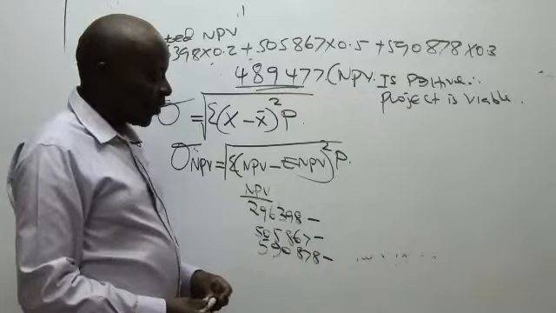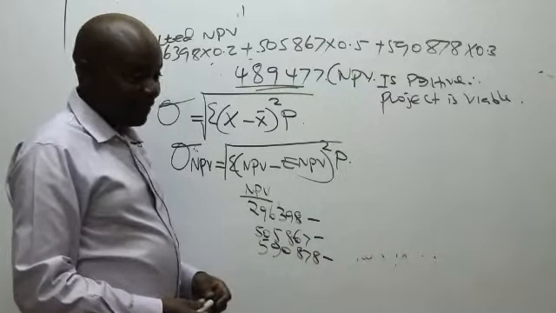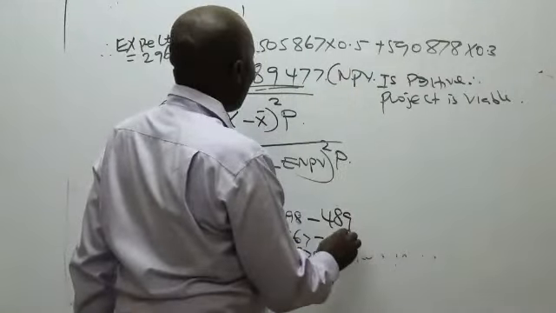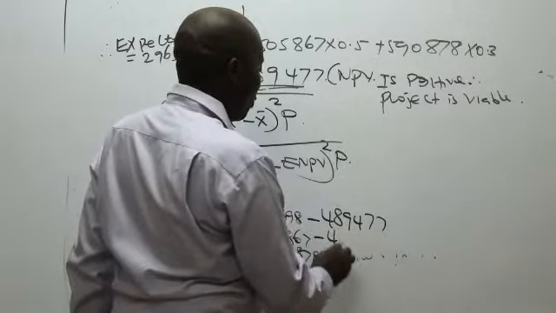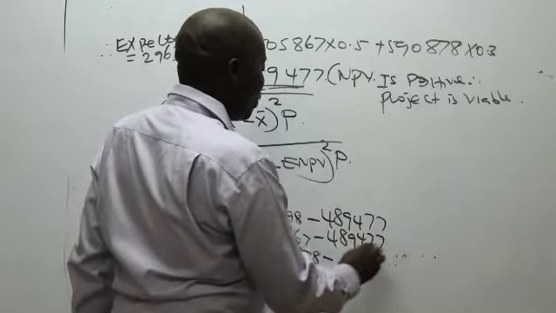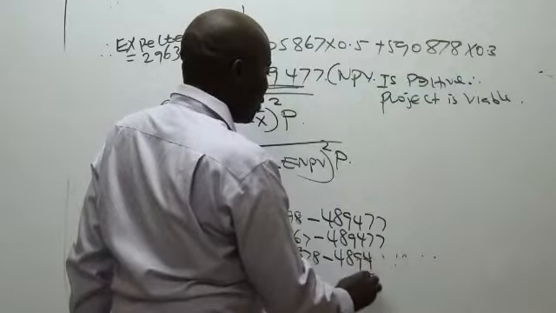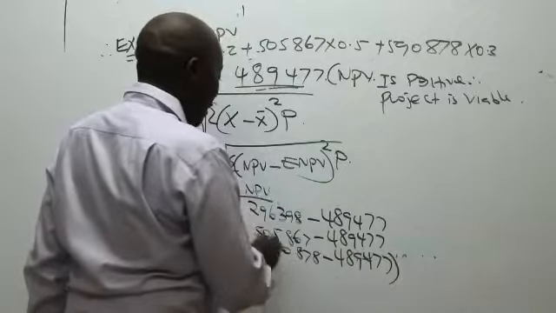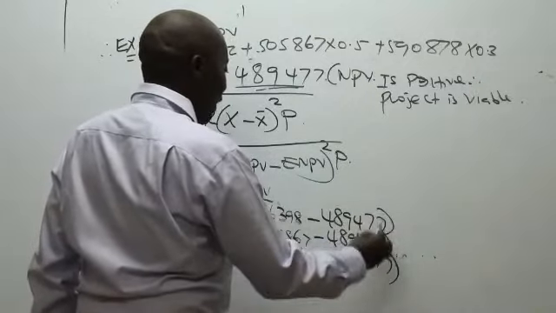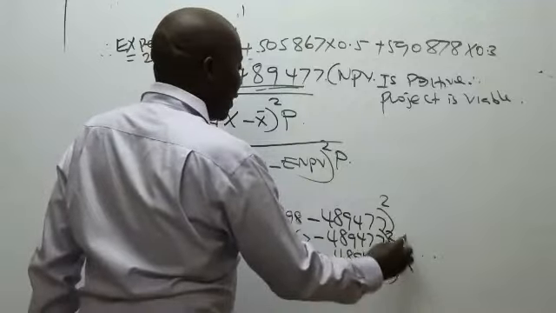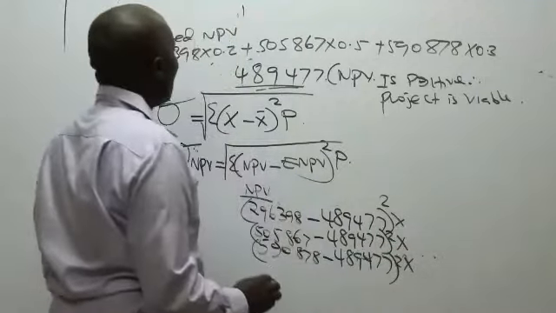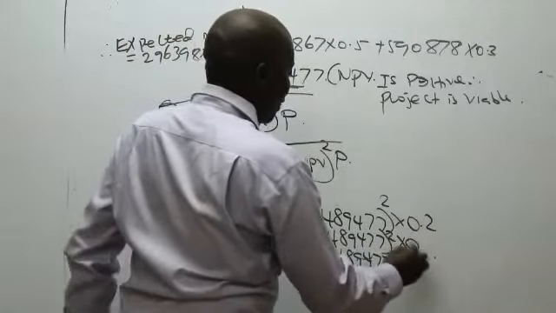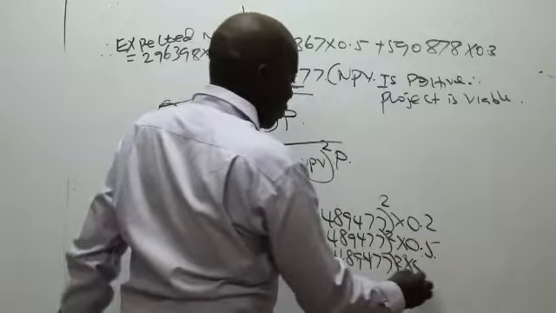Is there anybody who is able to see the expected net present value? Expected net present value. Do you actually see it anywhere? We had it here: 489,477. This one does not keep on changing. This one stays the same. 489,477. And then you'll come here and square whatever numbers you get. You square them times their corresponding probabilities. The first one probability here is 0.2. The second one probability is 0.5. The third one probability is 0.3.